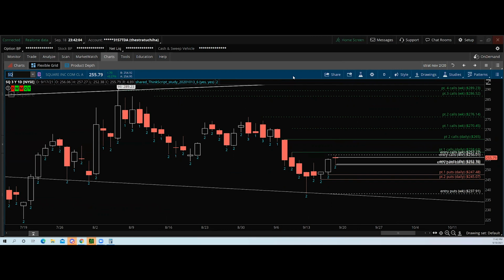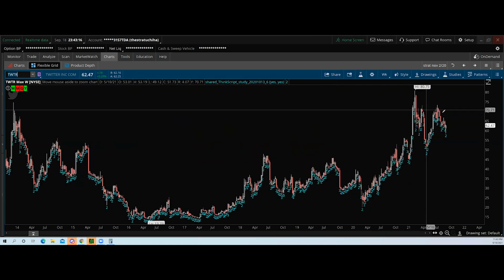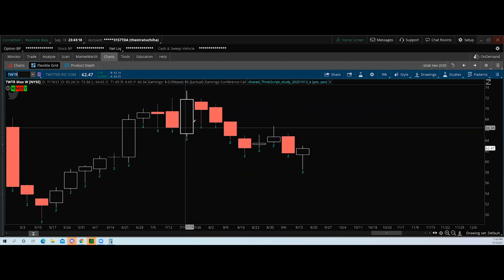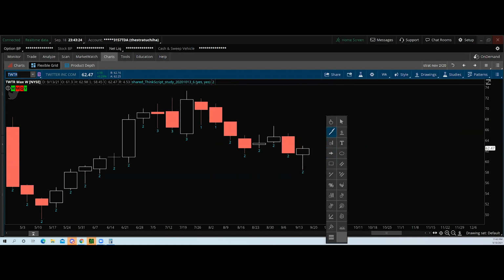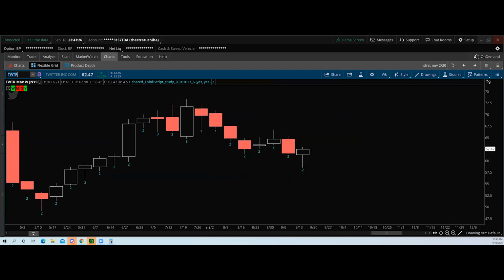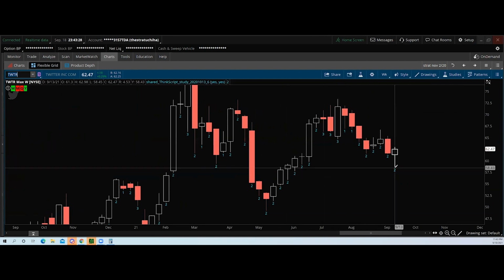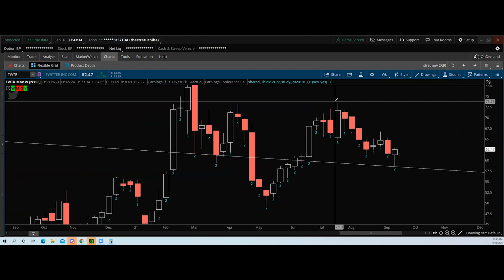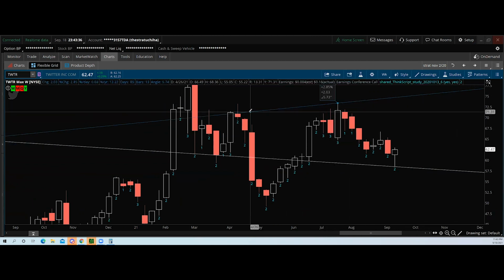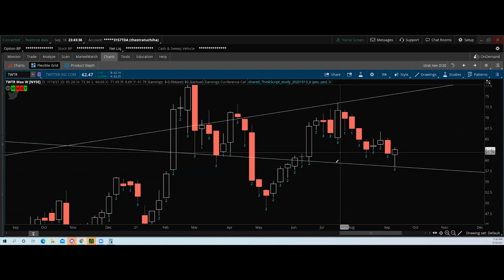Next, what we got is Twitter. Twitter looked like it could be at the bottom of the triangle. Looked like it took out the nearby pivots that it wanted to take out, and could be reversing to the upside. So if I was to draw my broadening formation, I'll draw from here to here. Remember, your broadening formation should basically look like a less than sign. All right, and then you can draw from like here back to here.